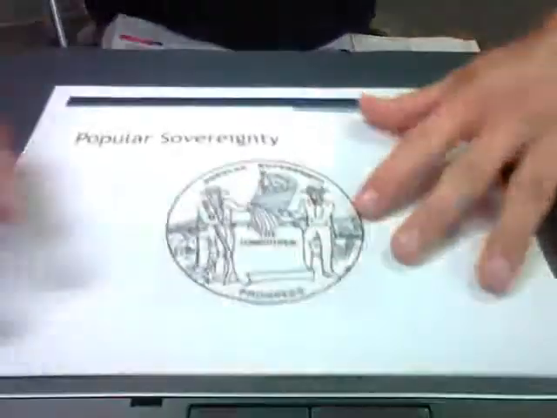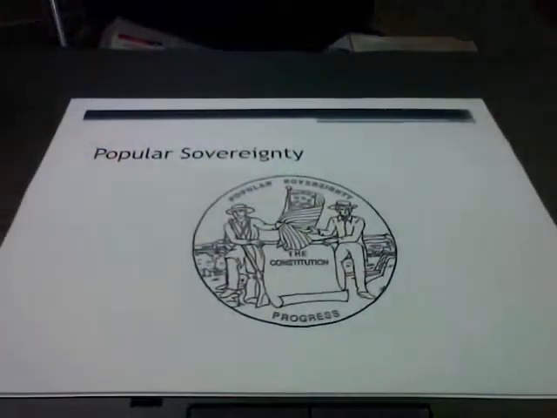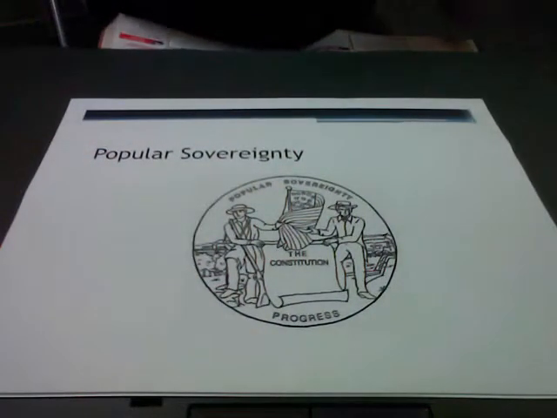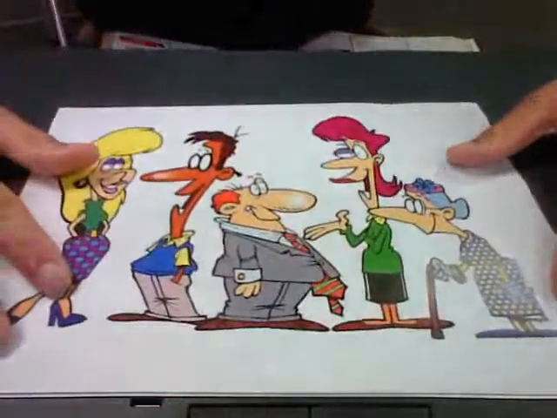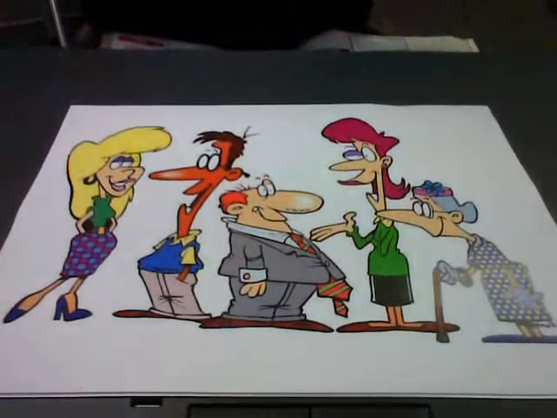So, let's start off. First up, popular sovereignty. Popular sovereignty basically means that the people are the source of the government's power. Who votes our representatives in the office? The people. The people allow themselves to be governed.